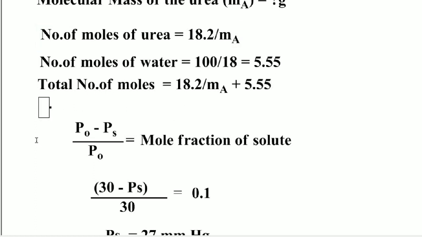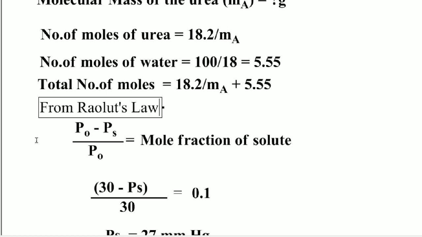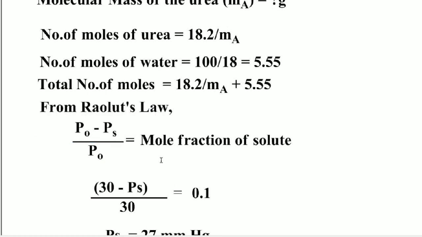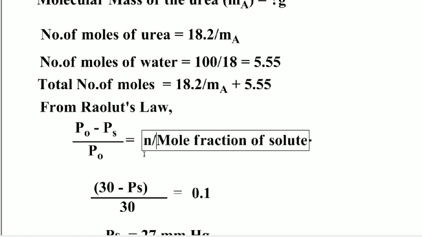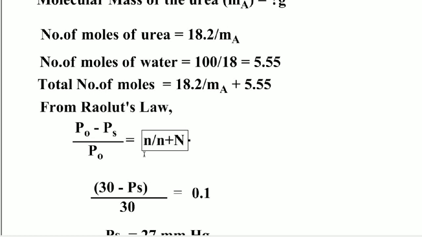Now students, from Raoult's law we know that the relative lowering of vapor pressure is equal to the mole fraction of solute. So (P naught minus Ps) by P naught is equal to the mole fraction of solute, which is the number of moles of urea by the total number of moles. Therefore that is nothing but small n divided by small n plus capital N. This is the Raoult's law definition.